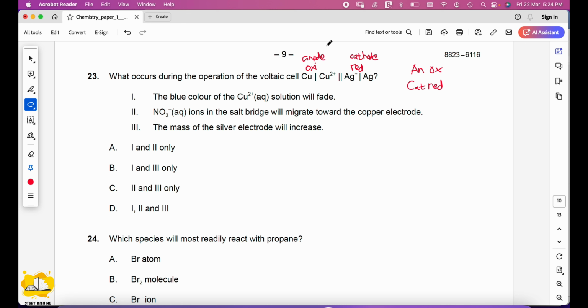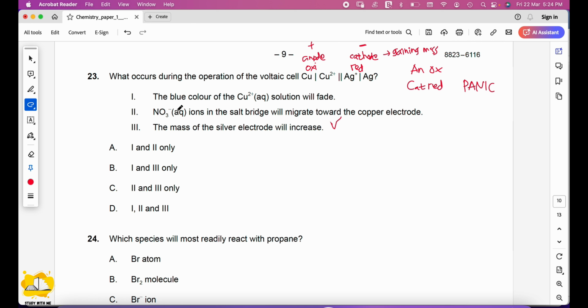So the polarity will be, in a galvanic cell, positive anode, negative cathode. Okay, so this anode will be positive and this cathode will be negative. All right, so which one will gain mass is the cathode. Cathode is gaining mass. And as you can see here, the mass of the silver electrode will increase, which is correct.